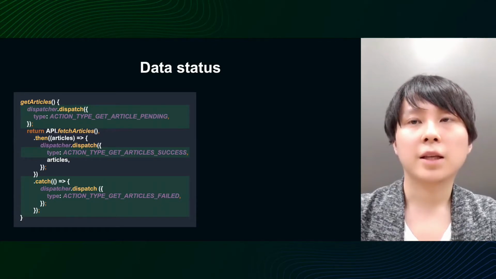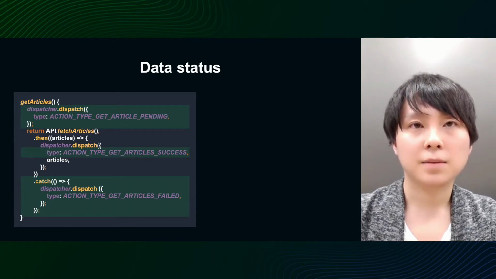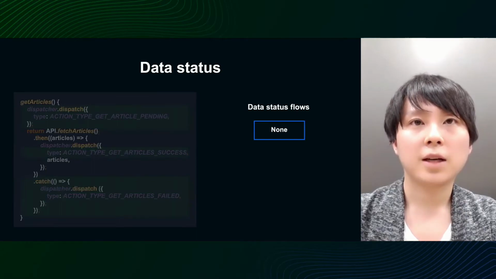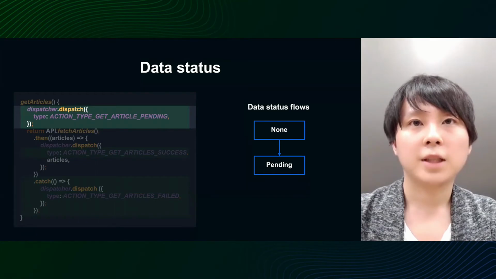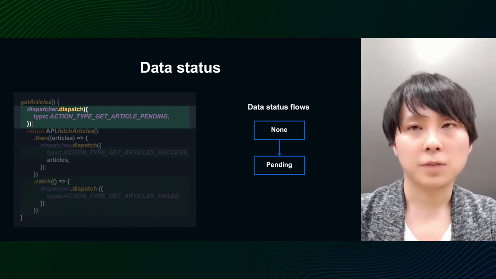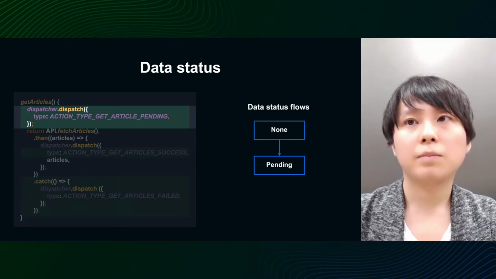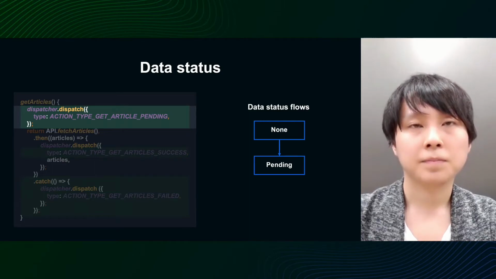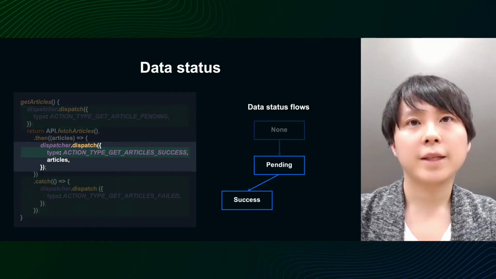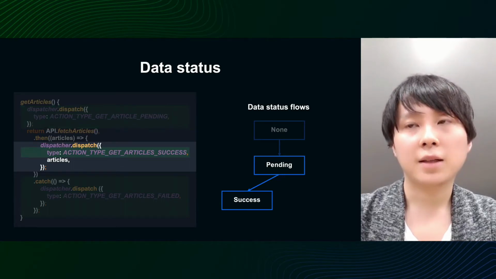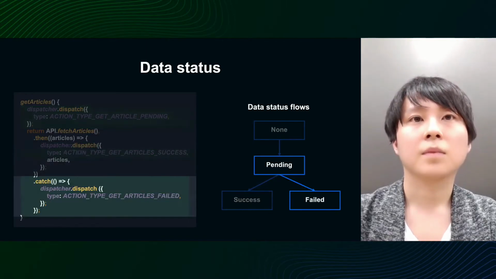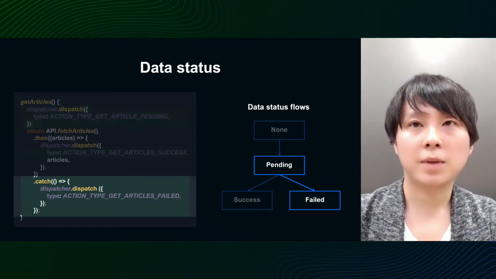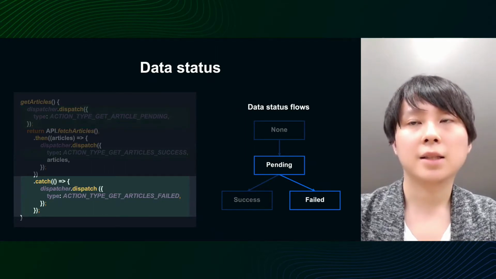The changes we made to bring the status of the data into the store are shown in green. The store has an initial value of none, and then changes to pending status before calling the API. Pending is represented by the action type. When the API call is successful, it will include the retrieved content data in the payload and dispatch the action type of success. If the API call fails, the store will reflect failed.